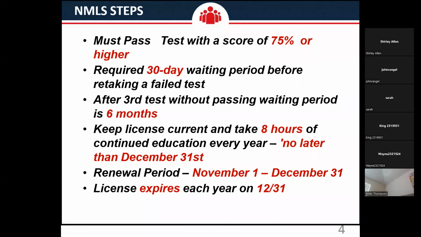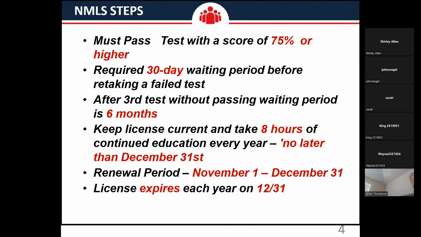Next thing, everyone knows we must pass the test with a score of 75% or higher. These are test questions. There is a required 30-day waiting period before retaking a failed test.